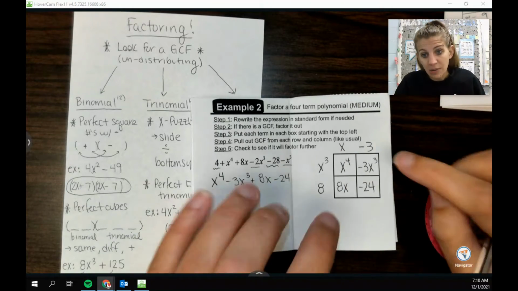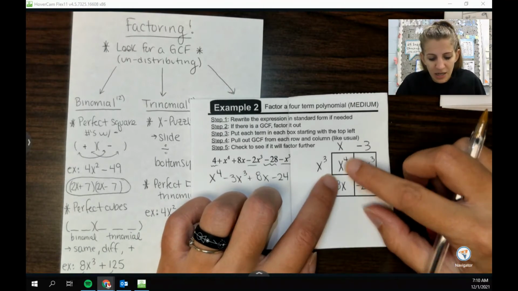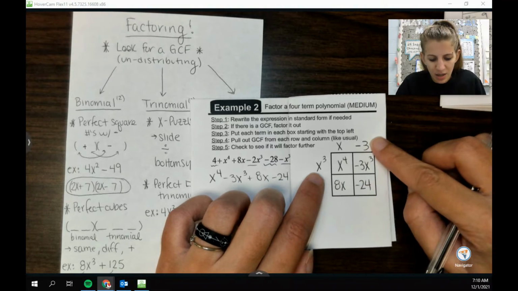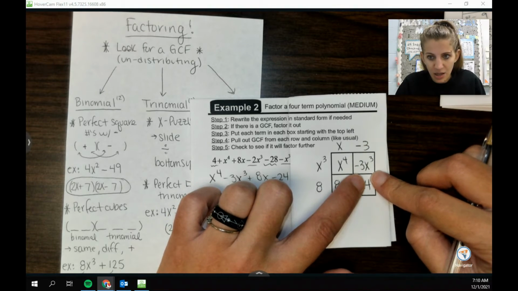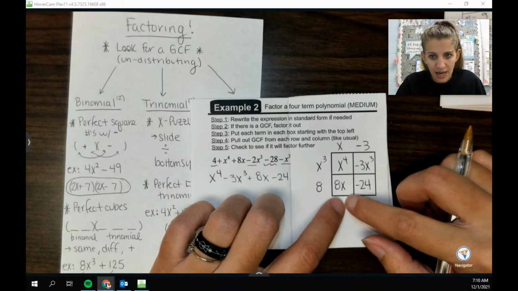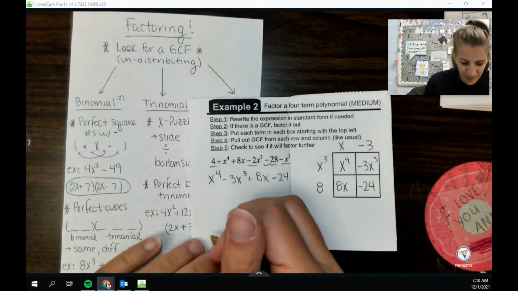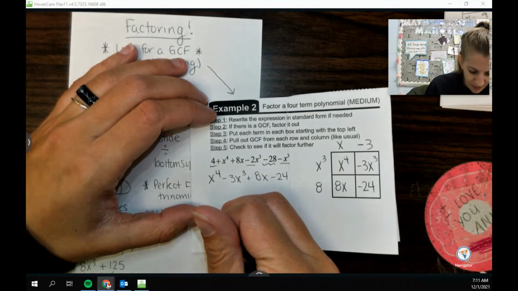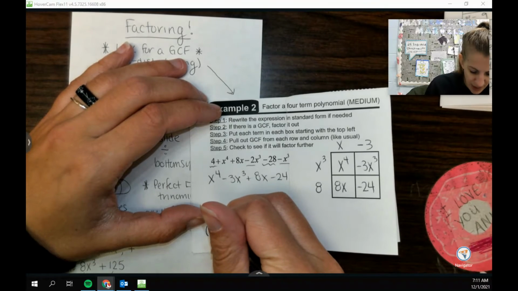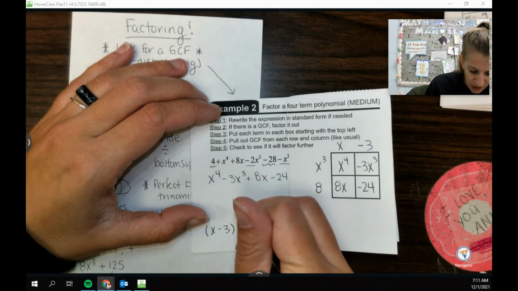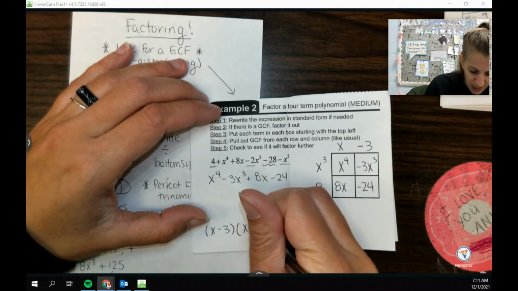And then I always just like to double check to make sure it works back. So x to the 4th, -3x to the 3rd, 8x, and -24. Now I'm going to move this one down a little bit because I want to show you how I do this by grouping as well, just in case you're wondering.